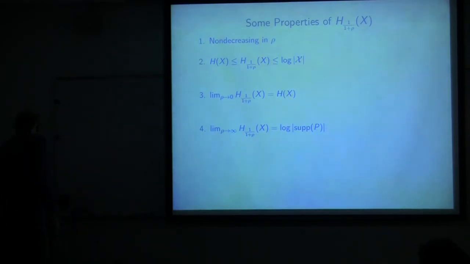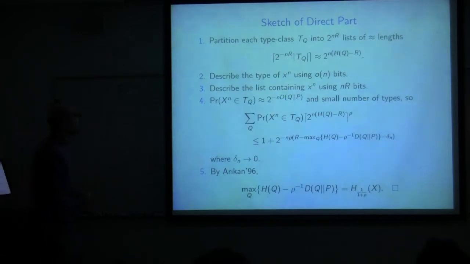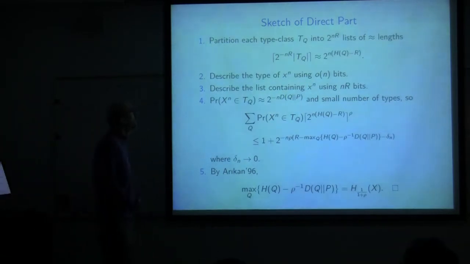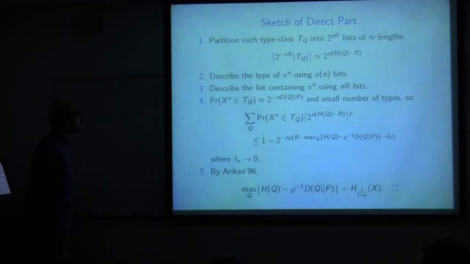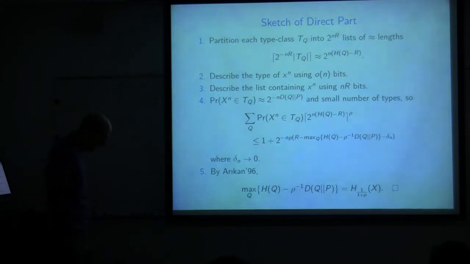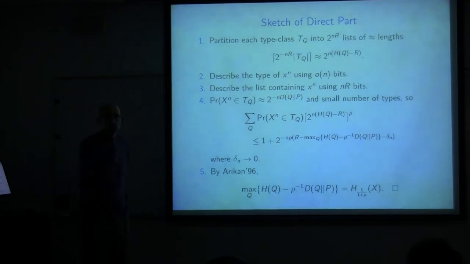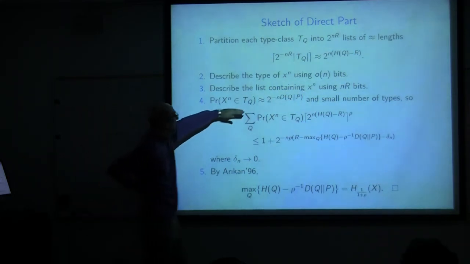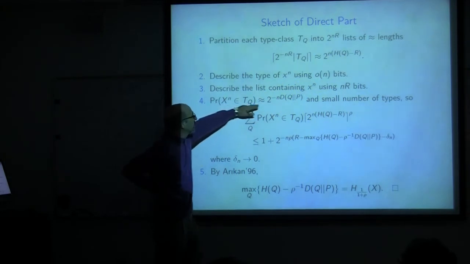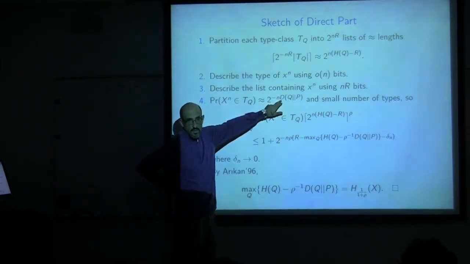Okay, so these are the properties that I promised you. Let me give you a sketch of the derivation part of this theorem. The idea is the following. Our source is drawn IID P, but of course there's a certain probability that the sequence generated by it will have a type Q, which is different from P. This is the probability that we see here. So the probability that we'll get type Q is roughly 2 to the minus the relative entropy.